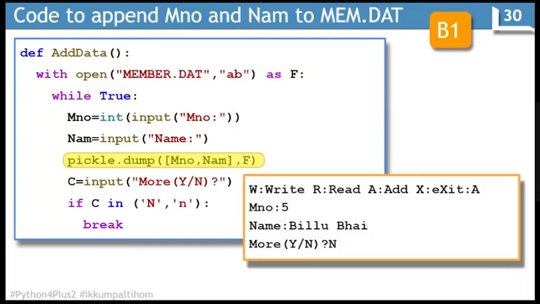WB means write mode, which is not going to help you add more data. It will recreate a new file if we call that particular function. So AB does not create a new file.